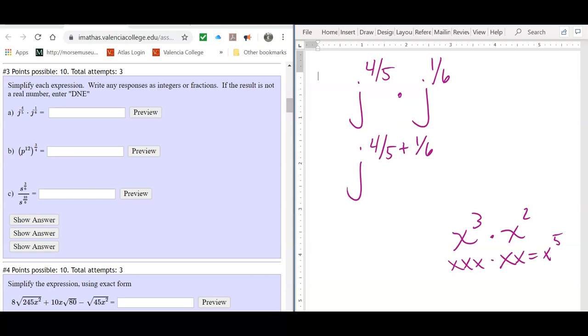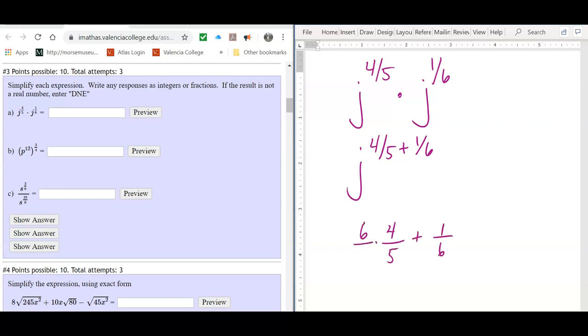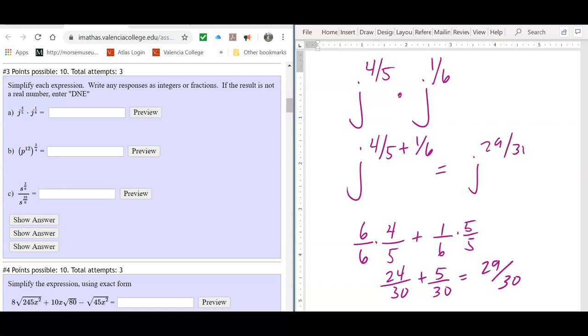And you can do that several different ways. One way is you can find a common denominator. So a common denominator would be, I'm going to multiply the left one times 6 over 6, and the right one to 5 over 5, and I get 24/30 plus 5/30, which would be 29/30. Okay, so that would be j to the 29/30. But if you're still struggling with fractions, let's get through this test.